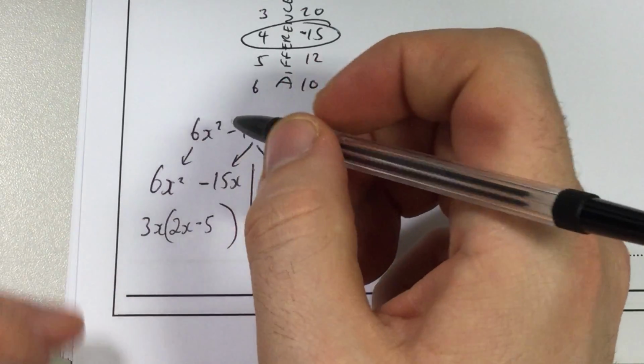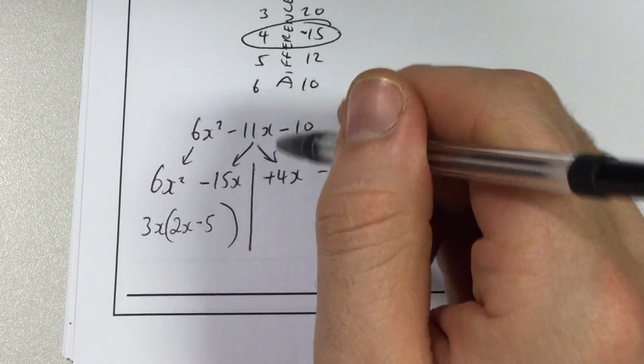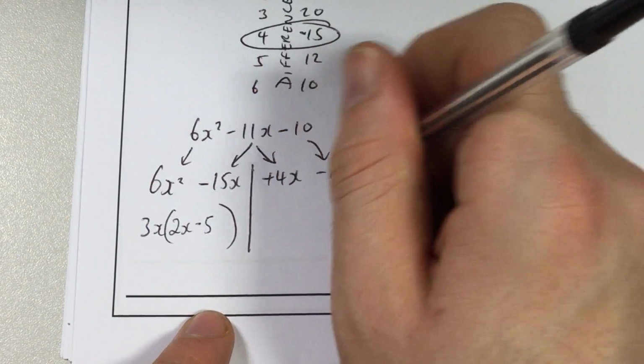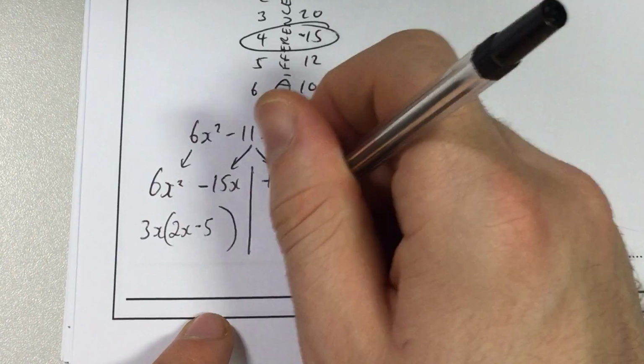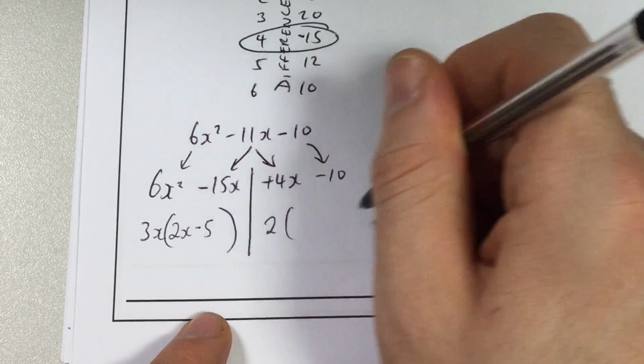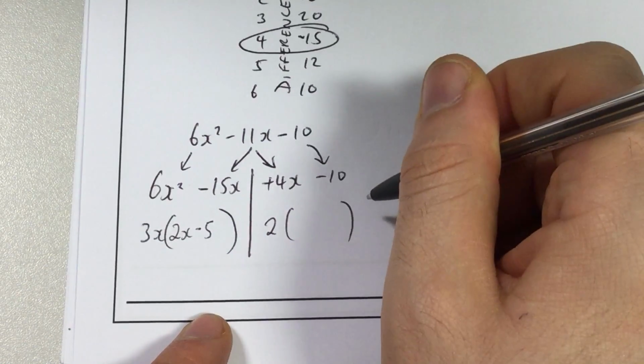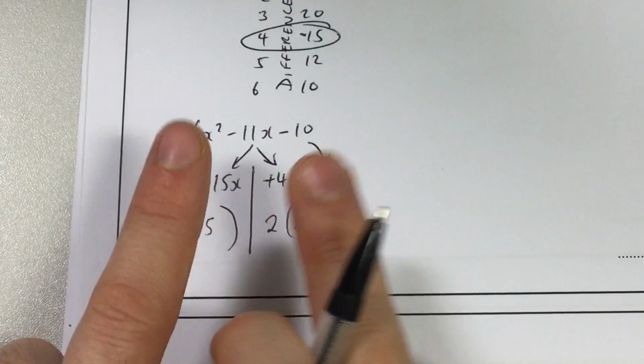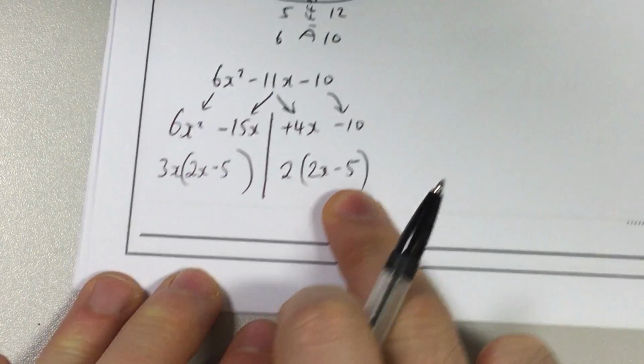I've already got x on the outside, so 5 times 3x is already 15x, and there's a negative in the middle. This one, common factor for 4 and 10 is 2. I was already thinking about my answer. There's no bigger value. That would give me 2x minus 5, which is what I'm looking for, because these need to be the same, which is nice.